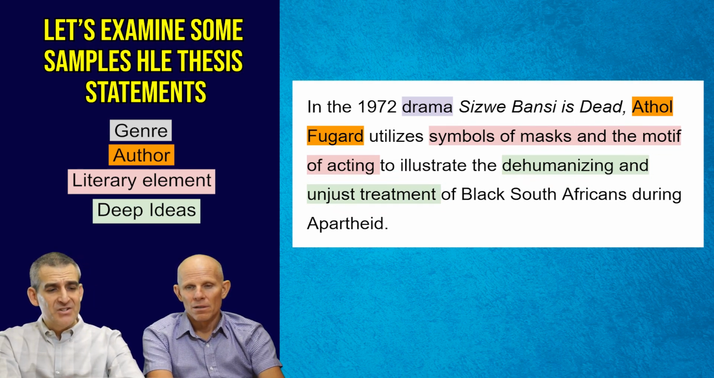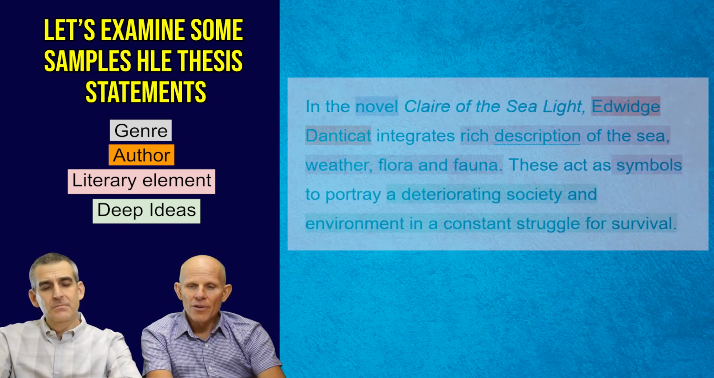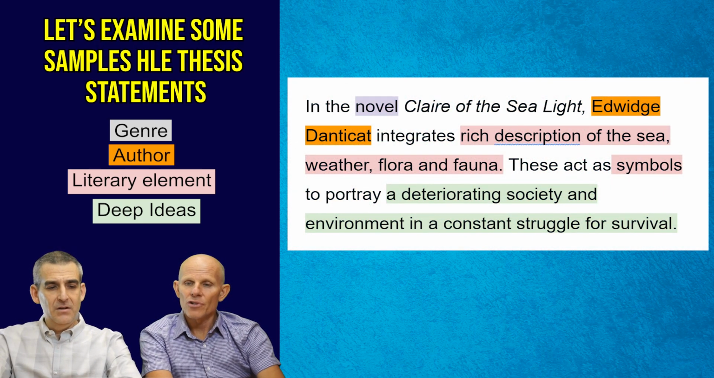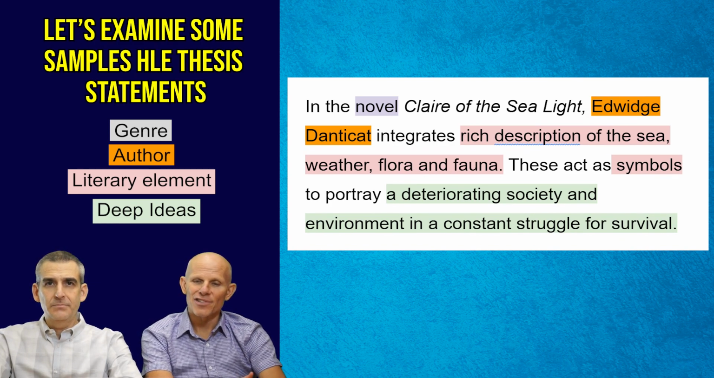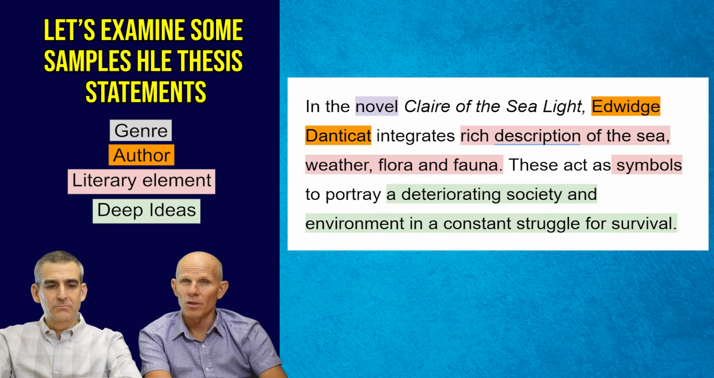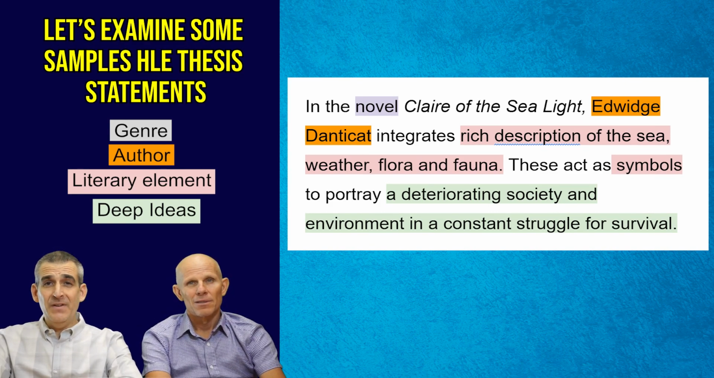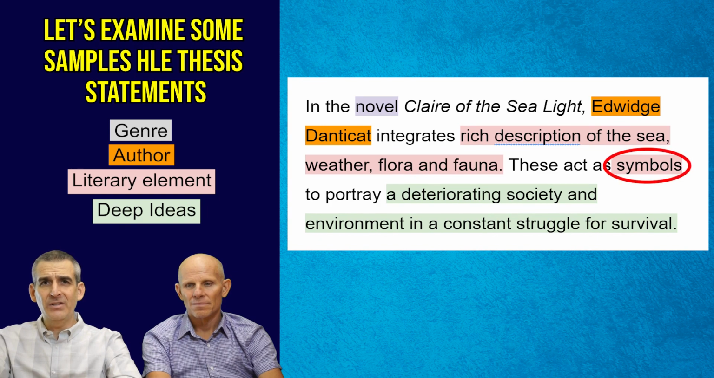Why don't you read the second one, Mr. Giles, and we can talk about what we like about that. Yeah, in the novel Claire of the Sea of Light, Edwidge Danticat integrates rich description of the sea, weather, flora, and fauna. These act as symbols to portray a deteriorating society and environment in a constant struggle for survival. Yeah, this is another really fantastic thesis statement. If you're not familiar with the author, I believe she's Haitian, right? And she writes sort of about the struggle that this developing nation in the Western Hemisphere has, and the plight they go through. And of course, symbols and looking at the deterioration of nature and society is an integral part of her work.